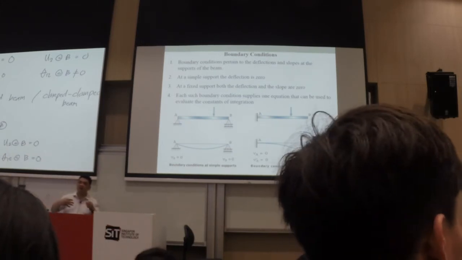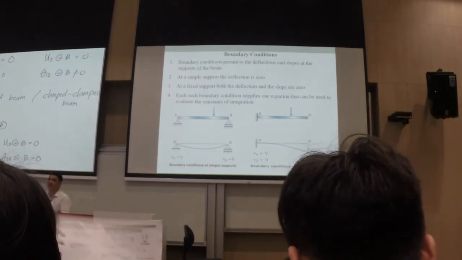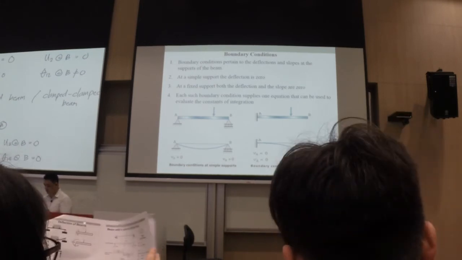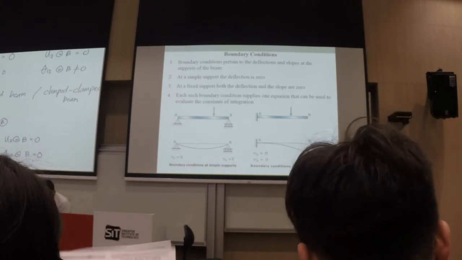So we have already discussed two types of beams. What about the third one? We have a cantilever beam. What is a cantilever beam?